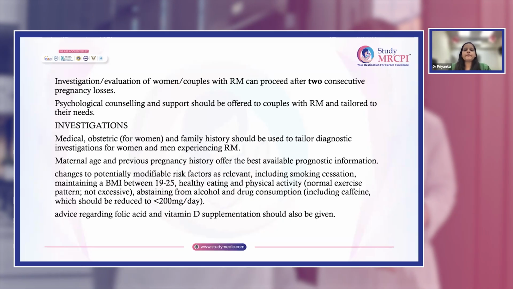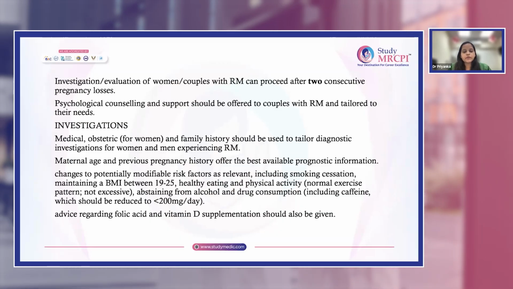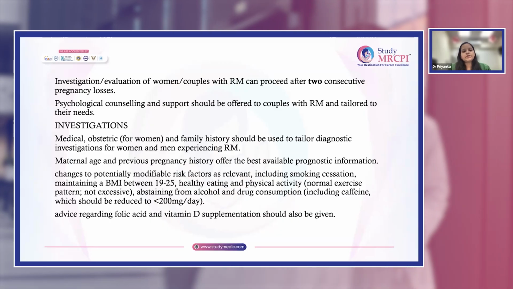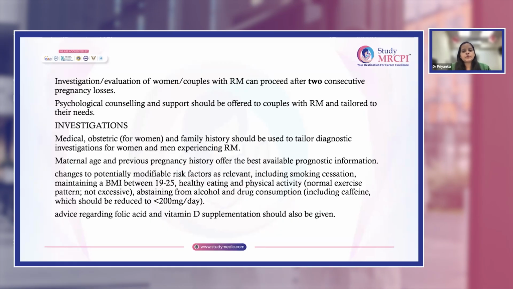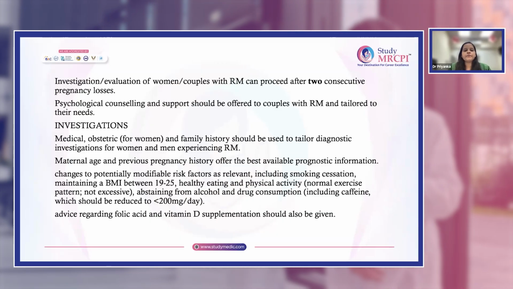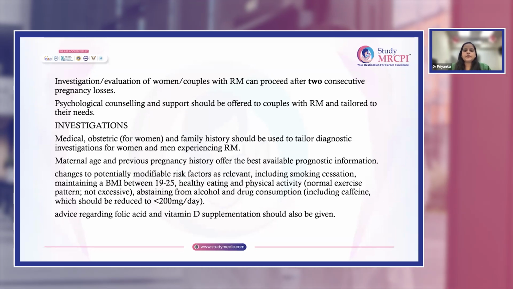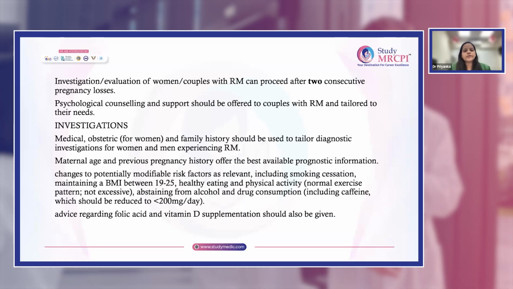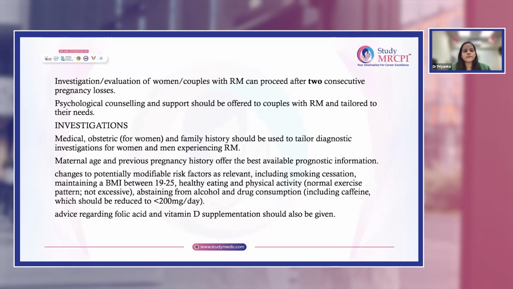should be noted down. And as I said, the other history, like any medical history, previous surgeries, and habits, especially because we know smoking and drinking alcohol also carry a substantial risk for recurrent miscarriage. So if they do have the history, then they should be referred to the smoking cessation services.